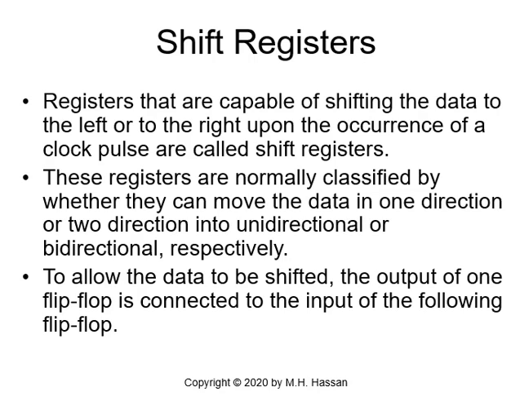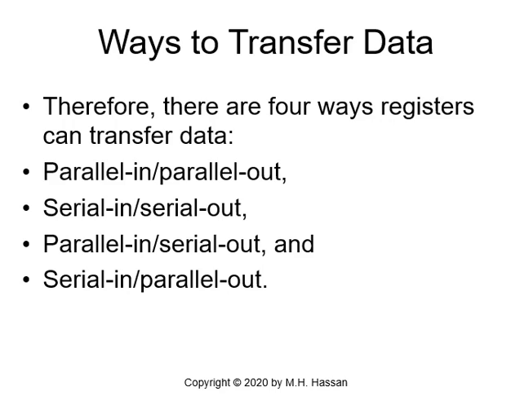Shift registers, on the other hand, are registers that are capable of shifting the data to the left or to the right upon the occurrence of a clock pulse. These registers are normally classified by whether they can move the data in one direction or two directions, unidirectional or bidirectional respectively. So if we can move the data in two directions, they are bidirectional, left to the right or right to the left; otherwise they will be unidirectional. To allow the data to be shifted, the output of one flip-flop is connected to the input of the following flip-flop. Very simple concept.